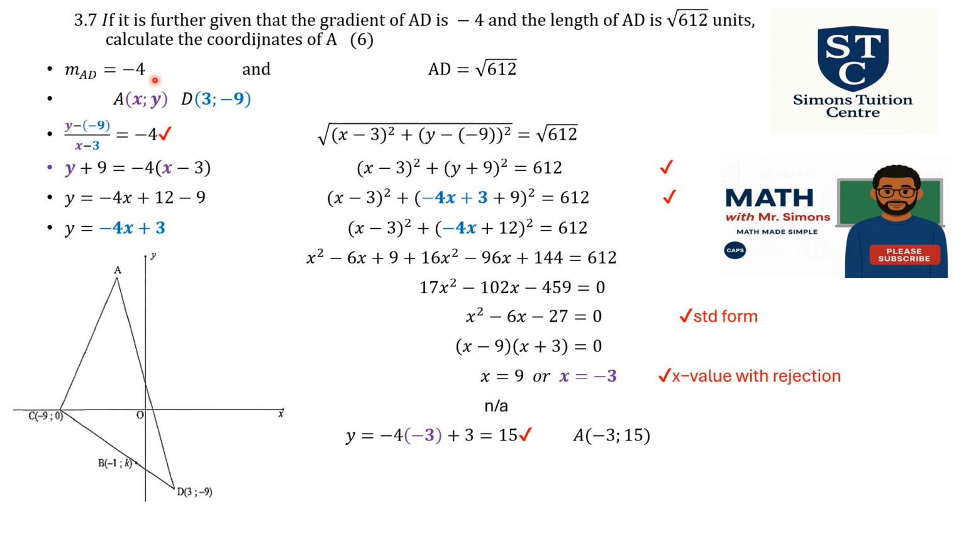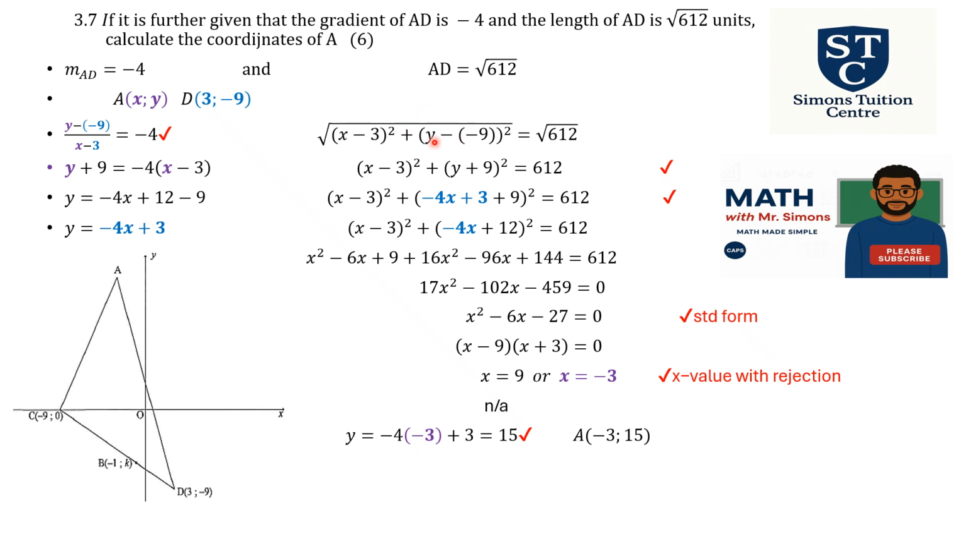So the gradient of AD is -4. If A is (x, y) and D is (3, -9), then that would read (y minus -9) over (x minus 3) equals -4. So y plus 9, negative times negative, positive 9, equals -4 times the denominator, x minus 3. Minus 4 times x gives me -4x, minus 4 times -3 gives plus 12. If I bring plus 9 over, it becomes -9. So I have -4x plus 12 minus 9. 12 minus 9 gives me -4x plus 3. So now I have an equation where y is the subject of the formula.